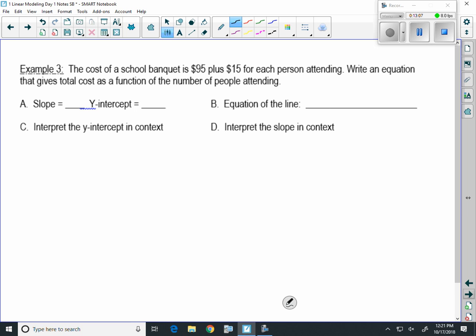Example 3, the cost of a school banquet is $95 plus $15 for each person that attends. Which one is happening over and over and over again? 15, because you don't know how many people, right? So it's 15 per person. And then that $95 is just a one-time cost. So our equation is y equals 15x plus 95. Now, interpret that y-intercept. Who can tell me what the y-intercept means?